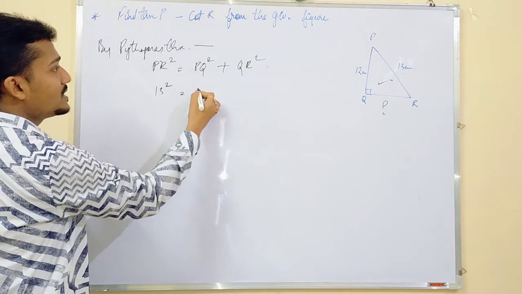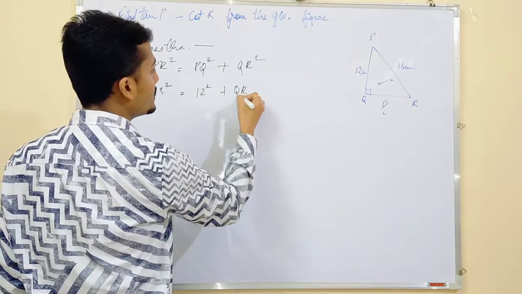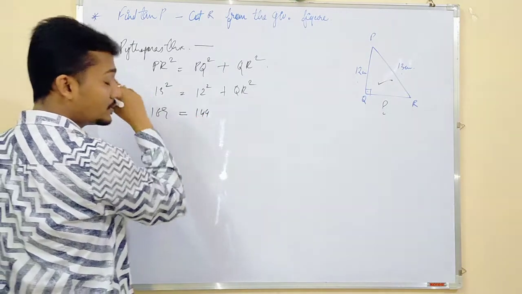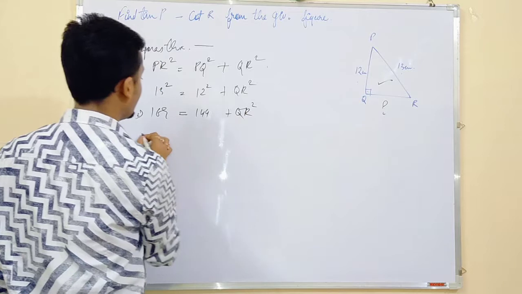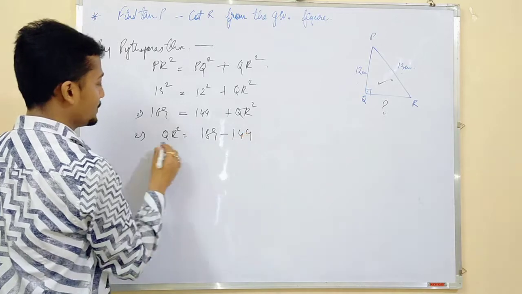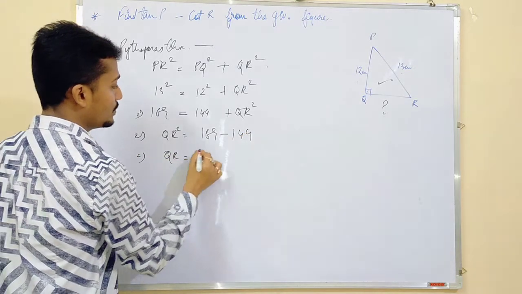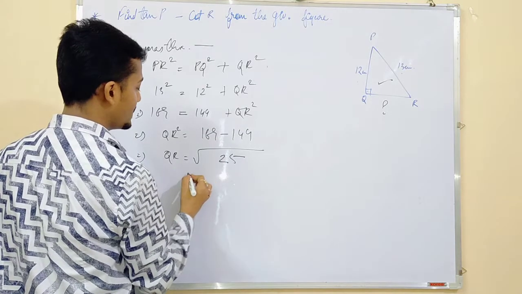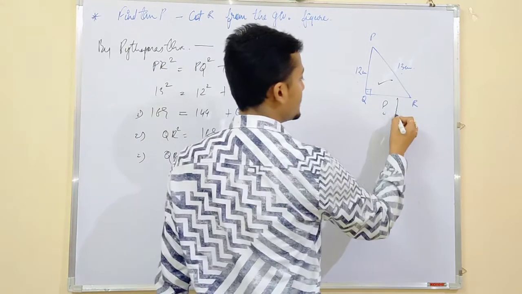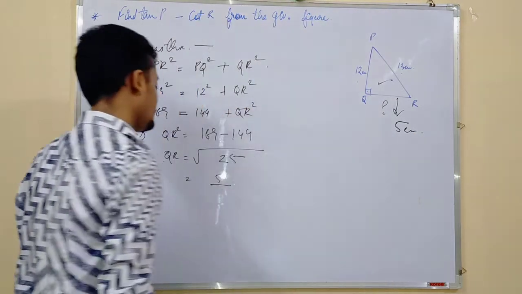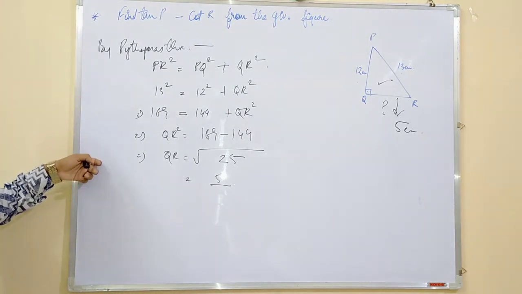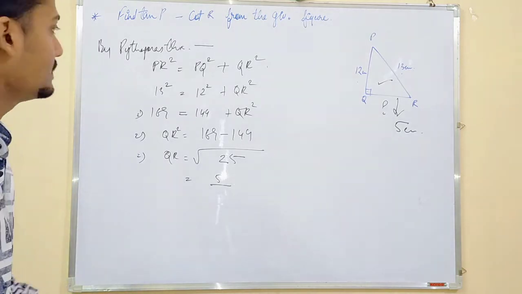So PR is equal to 13, 13 square. PQ is equal to 12, 12 square plus QR square. 13 square is 169, 12 square is 144. So 169 is equal to 144 plus QR square. So QR square is equal to 169 minus 144, or QR is equal to root over, just simply subtract it, 25. It is equal to 5. That means the value for this particular side is 5 centimeter. Is that clear up to this much? Because I will rub it. This is part of your solution, you have to do it, but now I will just erase it.